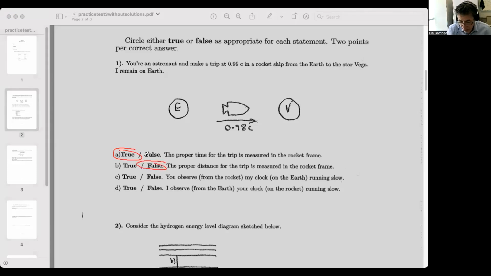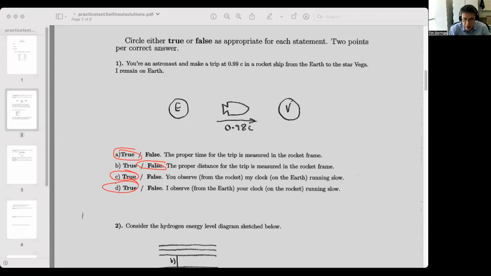Next pair of questions. These are related questions, and they address what seems like a paradox, but isn't a paradox in relativity. Part C says you observe from the rocket ship the Earthling's clock, the clock on Earth, to run slow. And part D says I observe from Earth the clock of the person in the rocket ship to be running slow. Both of those statements are true.